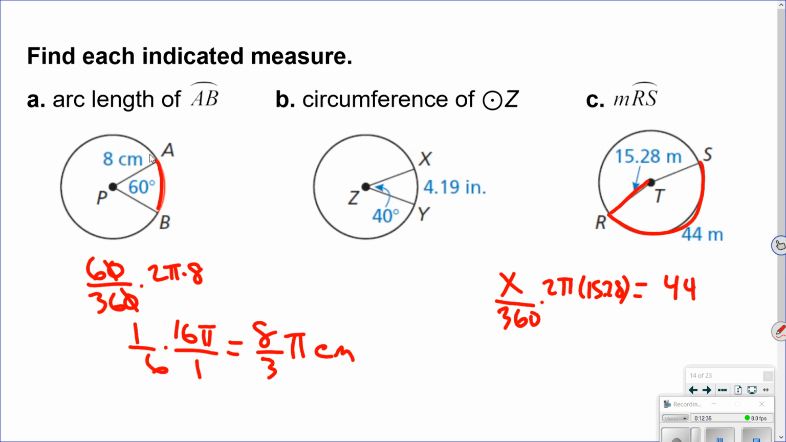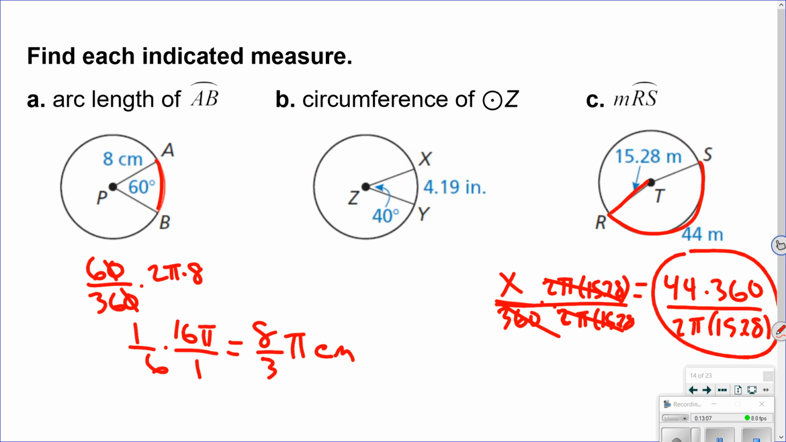Okay, so now I just need to get x by itself. So let's see, I'm going to times by 360 to get that off the bottom of the fraction. And now I'm going to divide by 2 pi times 15.28. Okay, now I've solved for x. This should tell me the measure of the arc in degrees.